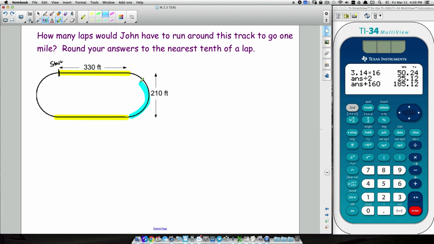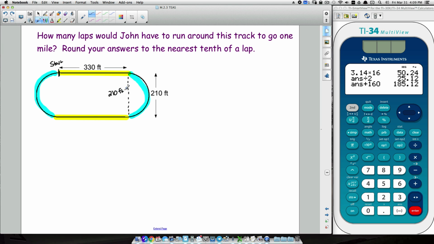Oh, here goes that half circumference again, right? We got a half circle. Oh, look over here. Here's another half circle. Now think about this: this 210 does not correspond to the length of this curve. The 210 corresponds to the dotted line that goes across here. So this right here, the diameter, will be 210 feet.